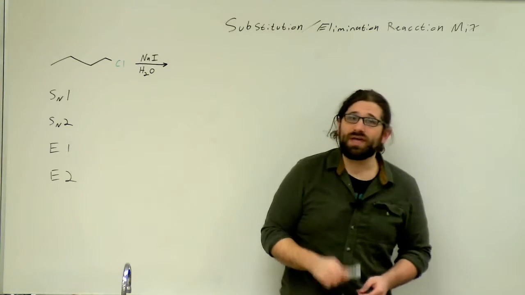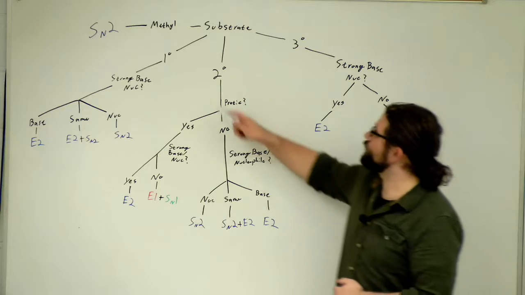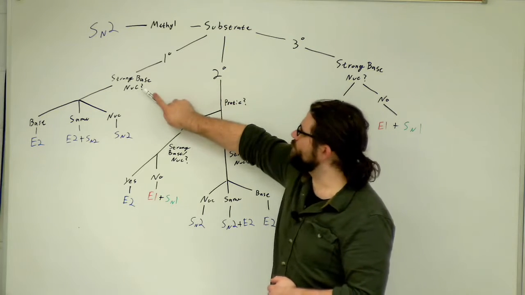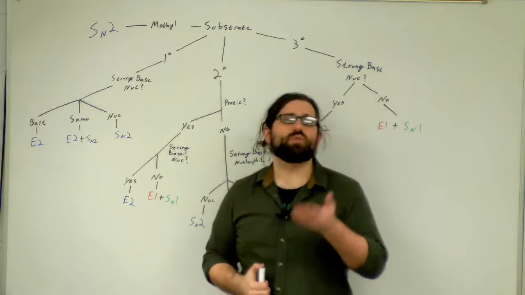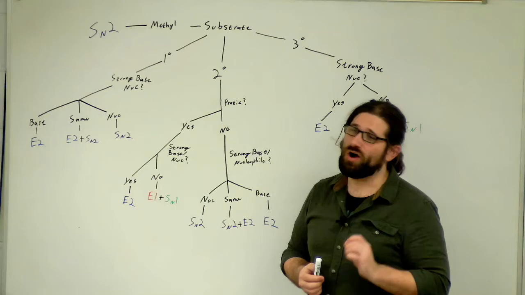So let's take a look at our flow chart. If I look at my flow chart, first thing, this is a primary substrate. So I've got the primary right here. Is it a strong base or nucleophile? Well, I'm going to be working with iodide. And iodide is not a strong base.